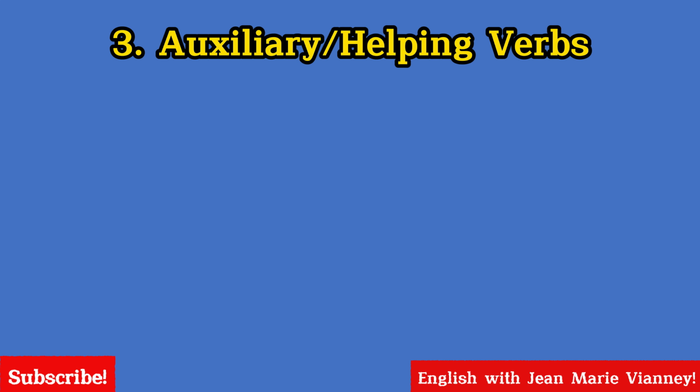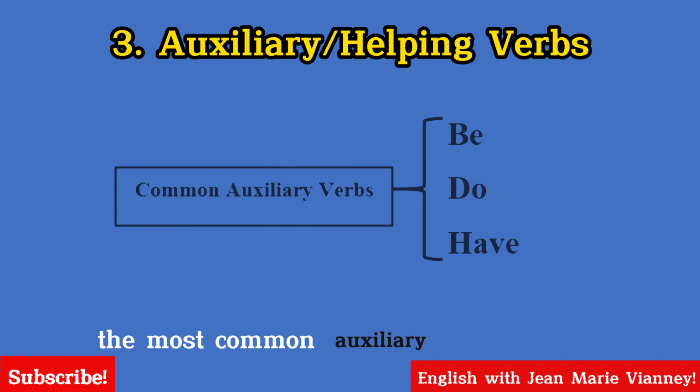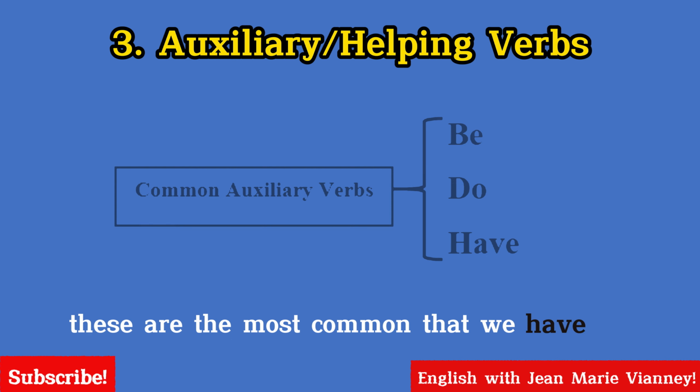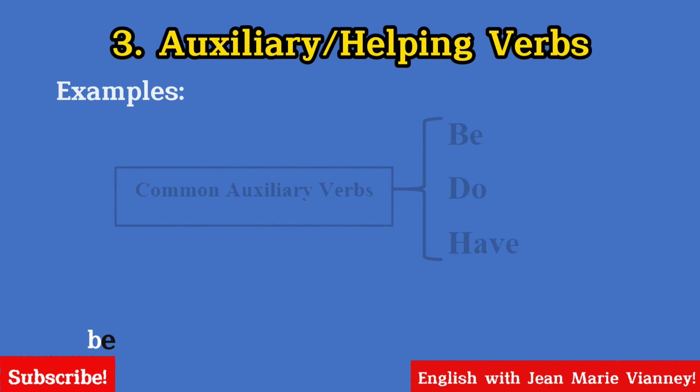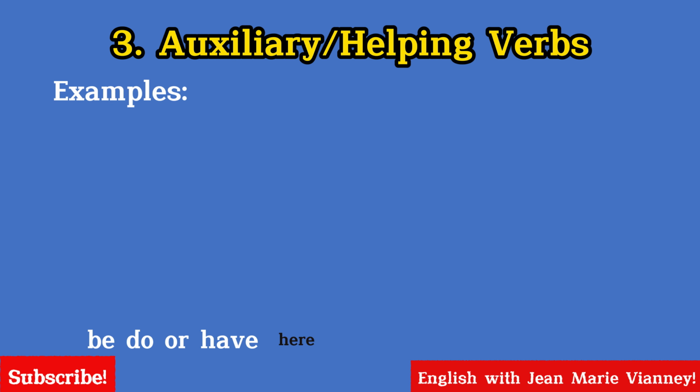passive voices. The most common auxiliary verbs are be, do, and have. So these are the most common that we have in English. Be, do, or have. Here we have the examples.